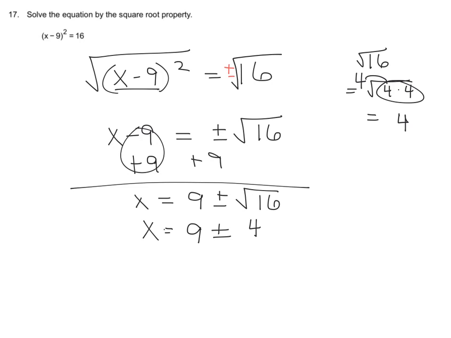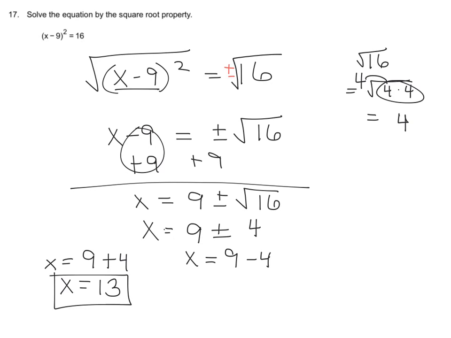Now the plus or minus tells me that there's 2 operations, which also tells me that there's 2 solutions. So I'll set up these 2 solutions. The first one is 9 plus 4, and the second one is 9 minus 4. So x equals 9 plus 4 reduces to x equals 13. X equals 9 minus 4 equals 5. So x equals 5. And these are the 2 solutions to my problem.